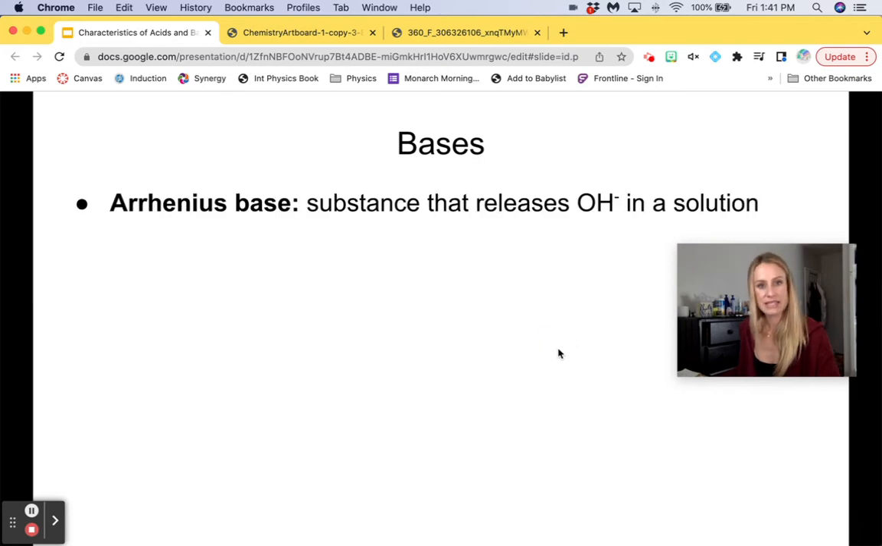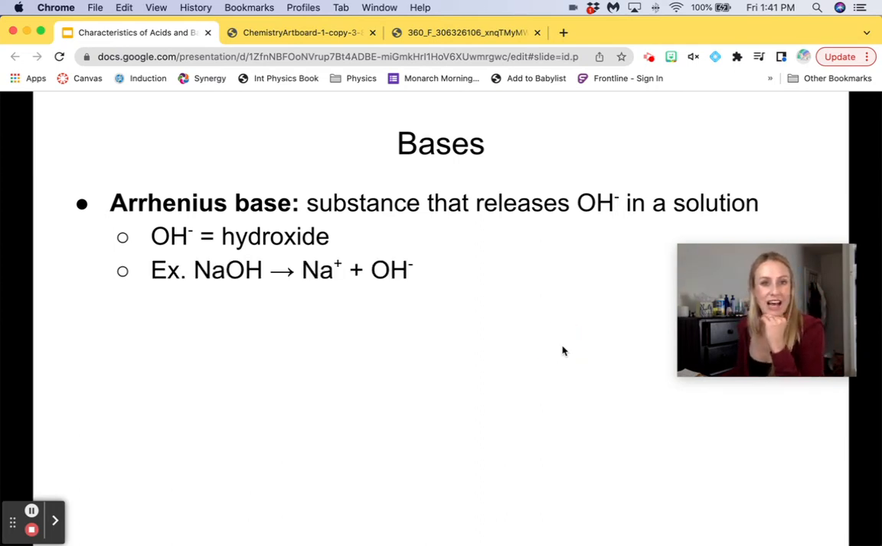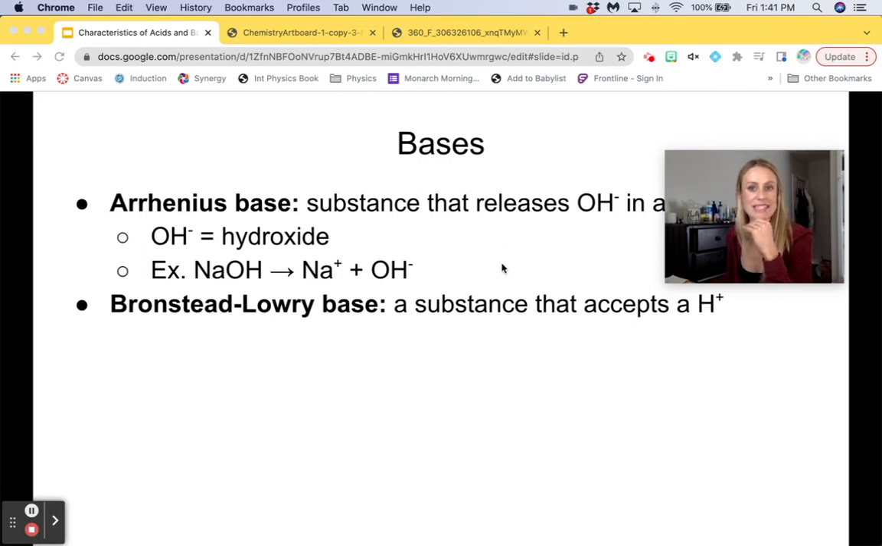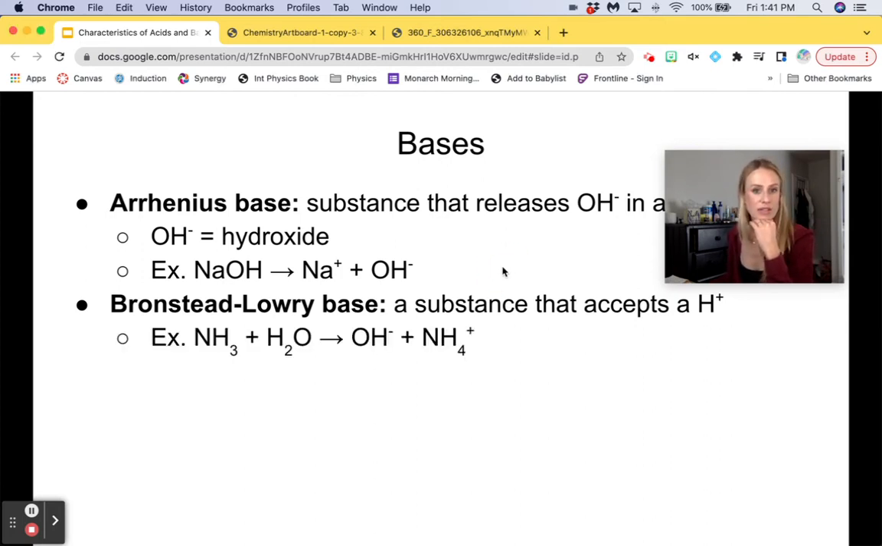On the other hand, for bases, we have an Arrhenius base, which is a substance that releases hydroxide ions in solution. And we already know what a hydroxide is, because we learned about it in our polyatomic ions. So for example, if I have sodium hydroxide, that is going to dissociate into the sodium ion and the hydroxide ion in solution. And then a Bronsted-Lowry base is a substance that accepts protons. So if we looked at the equation for this, we have NH3 plus H2O goes to hydroxide plus NH4 plus.